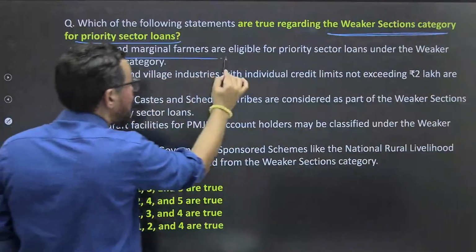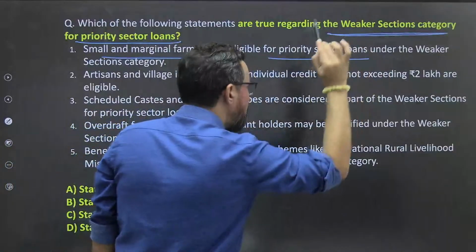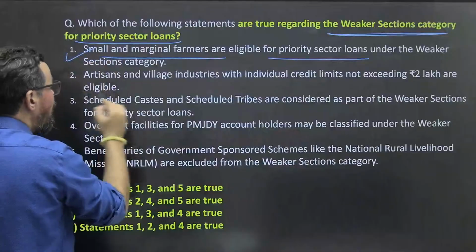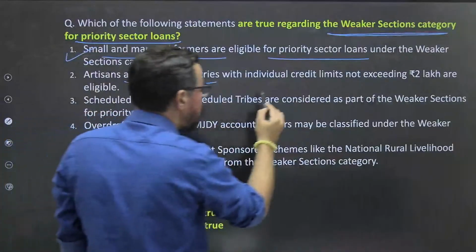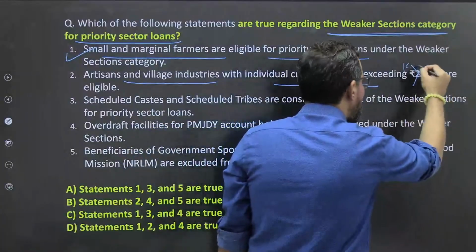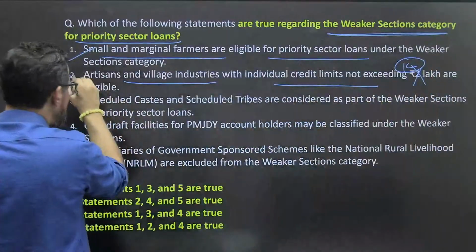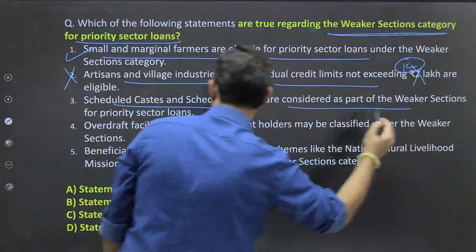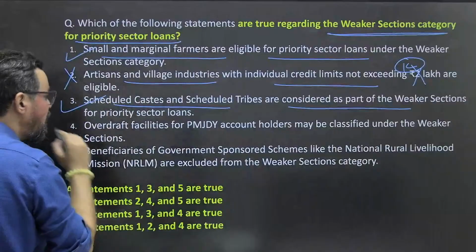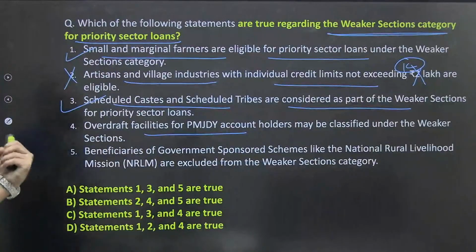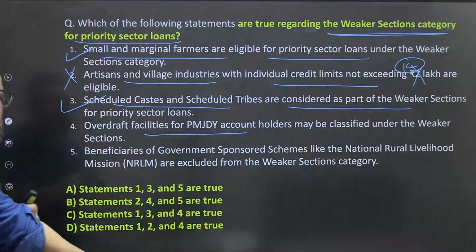Small and marginal farmers are eligible for priority sector loan under the weaker section category. True. Artisan and village industries with individual credit not exceeding 1 lakh are eligible. Scheduled caste and scheduled tribes are considered as part of weaker section of priority sector. Overdraft facilities for PMJDY account holders may be classified under the weaker section.